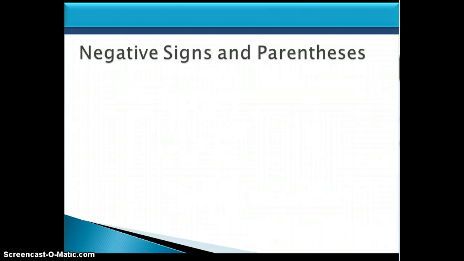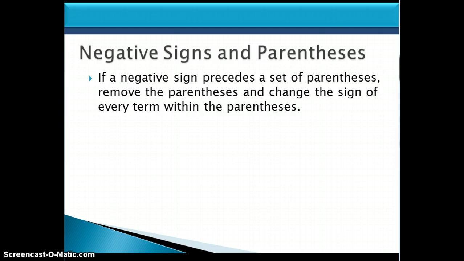Now let's look at what happens when we have negative signs and parentheses together. If a negative sign precedes a set of parentheses, that means it comes right before a set of parentheses, then we remove the parentheses and we change the sign of every term within the parentheses. You can think of this as the same as distributing a negative 1.